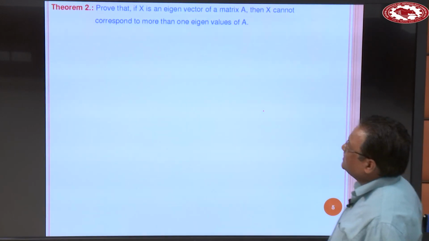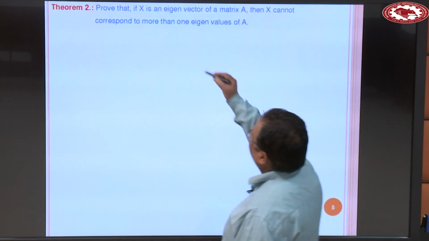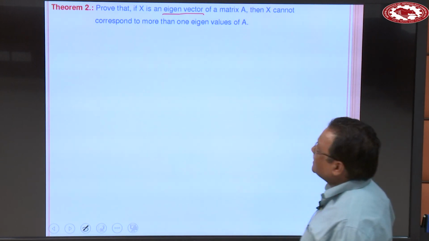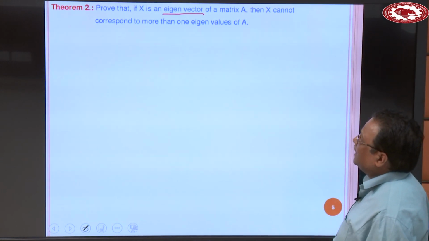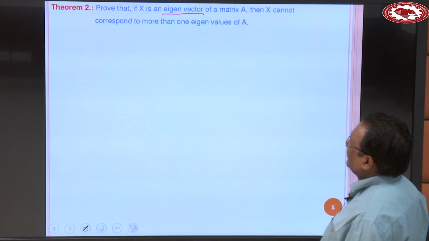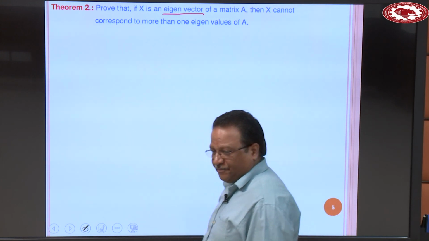So, the next result is: prove that if x is an eigenvector of A, then x cannot correspond to more than one eigenvalue of A. If x is an eigenvector of A, then x cannot correspond to more than one eigenvalue of A.